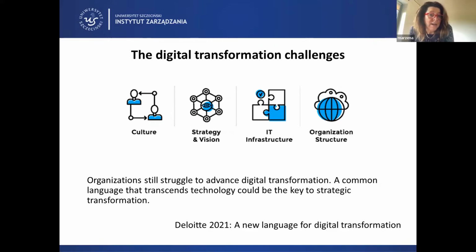The rest is the culture, strategy and vision, and organization structure. So you can see that technologies are very important, but how to implement and how to use this technology in order to develop the business strategy and become familiar with all employees in very demanding topics.